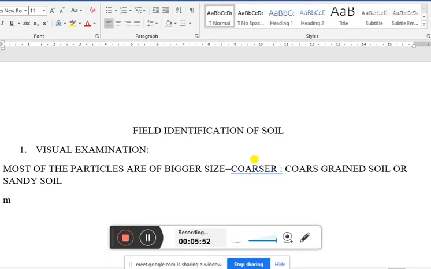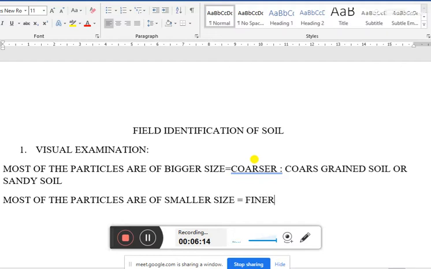And if most of the particles are of smaller size or finer, then the soil is classified as fine grained soil or clay soil.